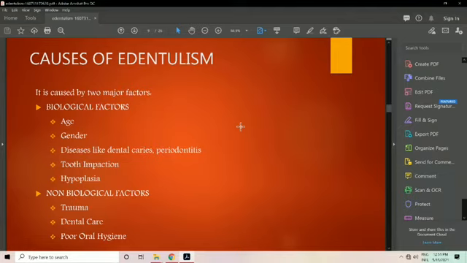What are the points which can be considered under biological factors? The first will be age, second gender, third diseases like dental caries, periodontitis, tooth infection and hypoplasia. In non-biological factors, the causes may be trauma, dental care and poor oral hygiene. Now we will see the biological factors. Basically, why is age given under biological factors?